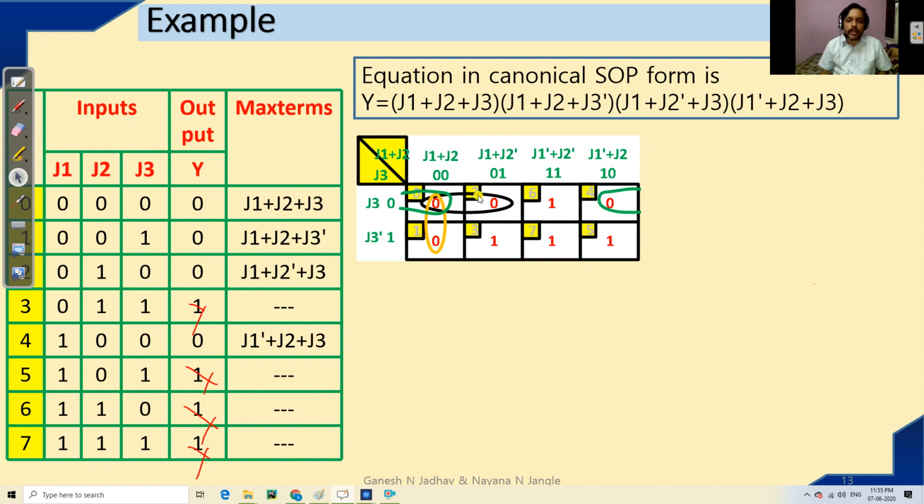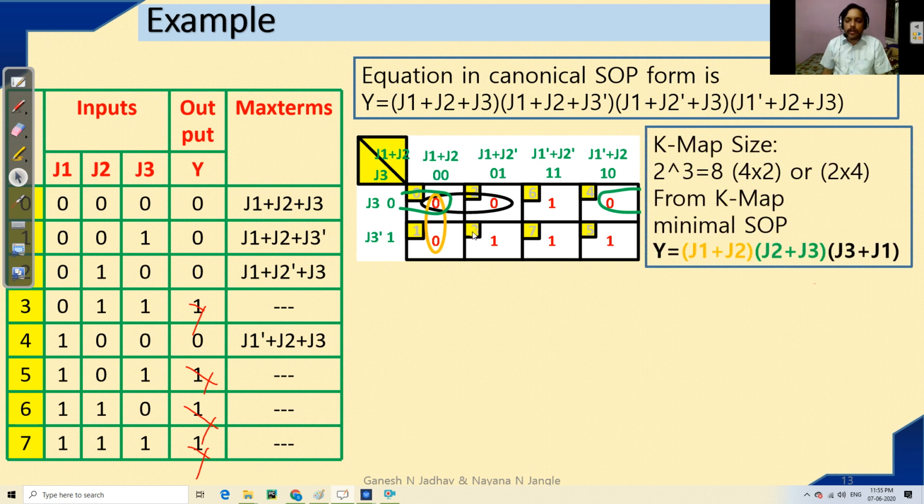So how will we make the combinations? This is a group of 2, and this is also a group of 2. Again, see, this 0 can be combined with this 0 because this K-map is foldable like this. So I can make this group of 2 with this group of 2. First we'll write for the yellow one; the non-changing part is J1 plus J2. For the green one, the non-changing is J3 on this side and J2 on this side, so J2 plus J3. For the black one, J3 is non-changing and J1 is non-changing, so J3 plus J1.